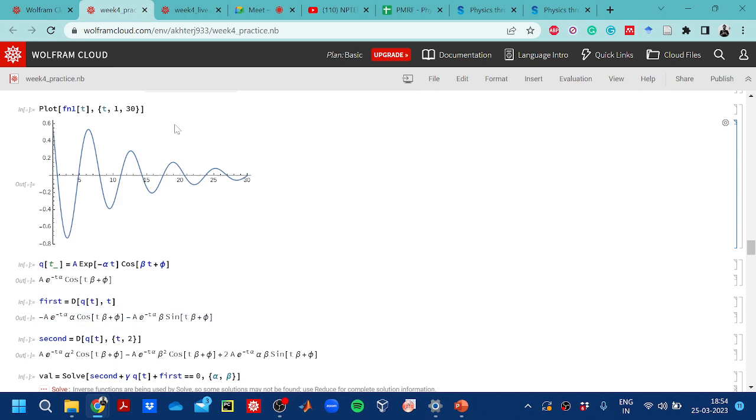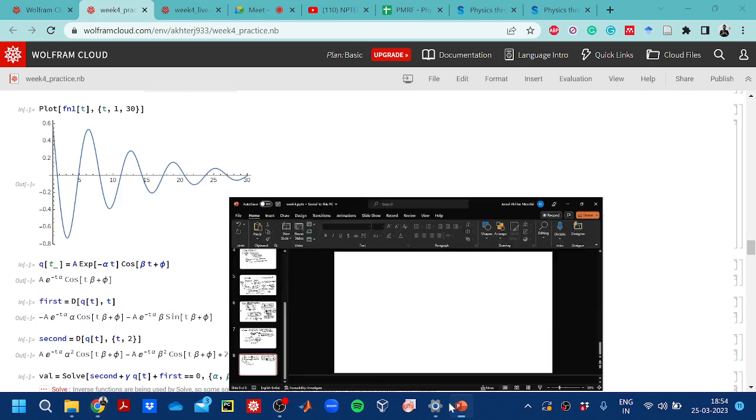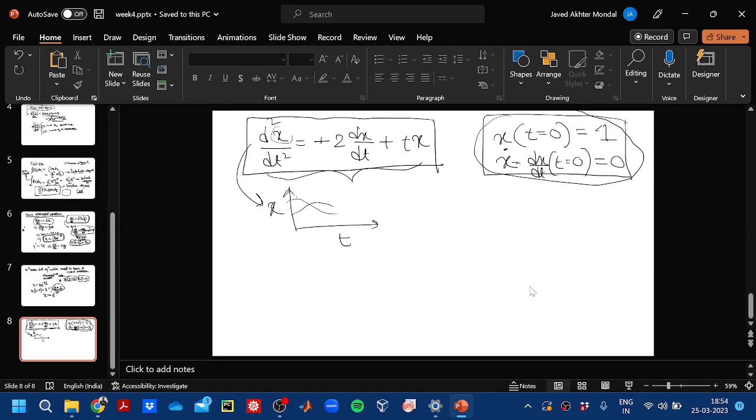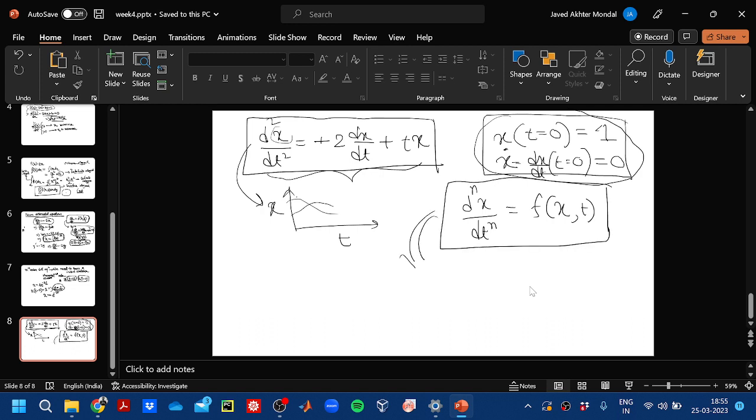So in this way, you can solve any differential equation, of any order. So this is the general kind of differential equation, the nth order, with f of x, t. In Mathematica, with these commands, you can solve this equation. You can get x as a function of time, and you can plot that x as a function of time.